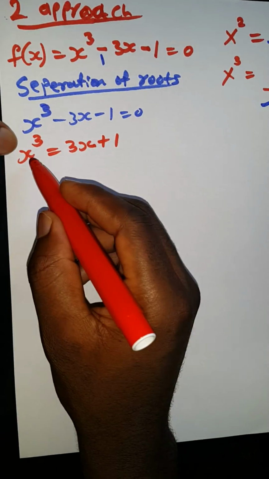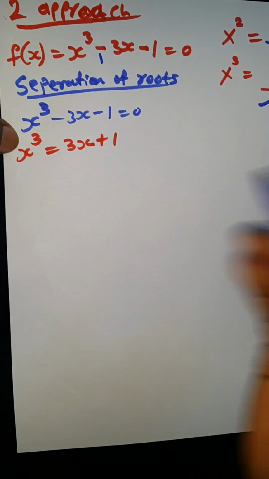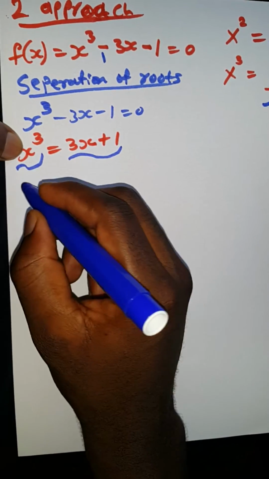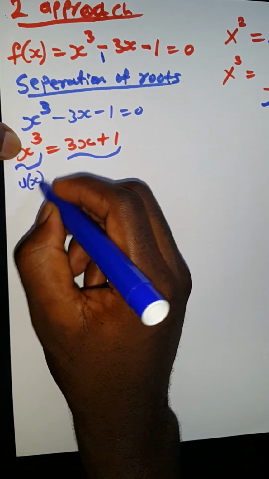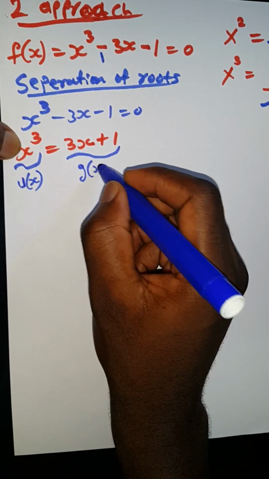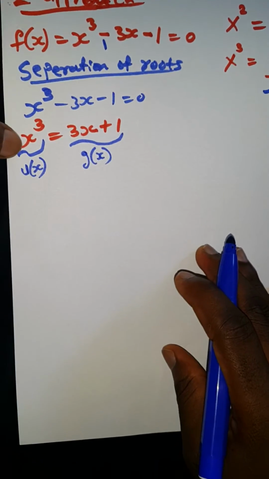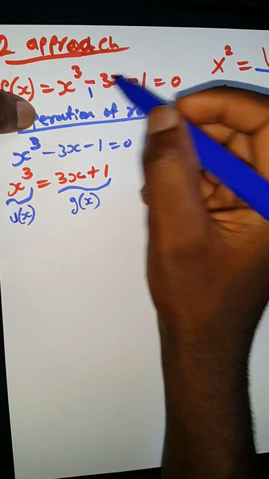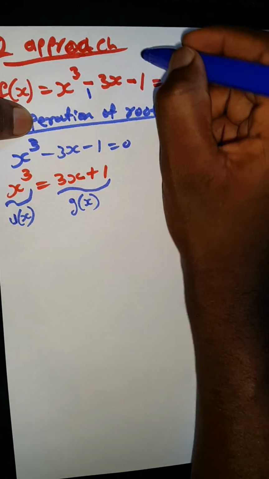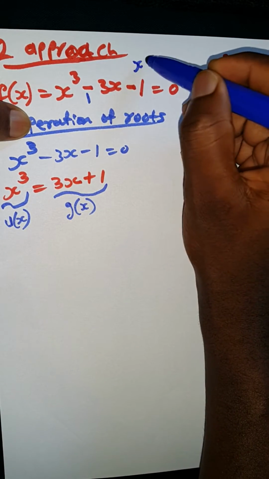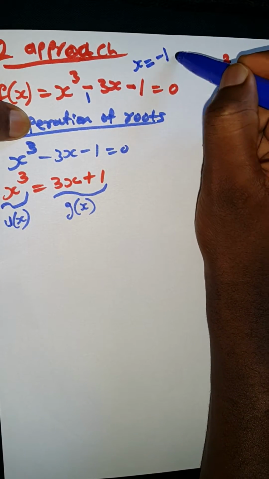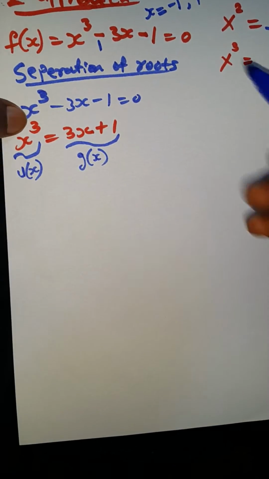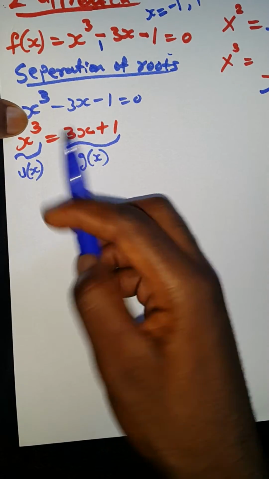We will start from here, but before that we always name it. If you separate it, let's call this u of x and let's call this g of x. Now we have this. Remember, when we solved the first equation, we found out that our x here is equal to minus 1 and 1. Now let's use it to solve this.